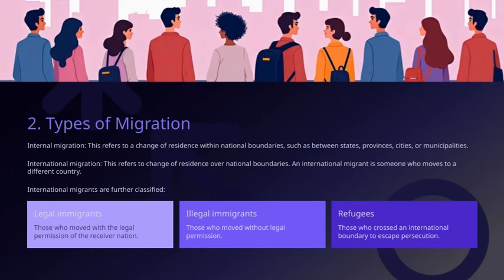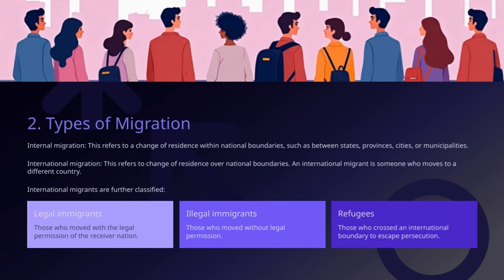Now, let's take a closer look at the different types of migration. First, we have international migration, which involves changing residence across national borders. An international migrant is simply someone who moves from one country to another. This can happen for various reasons, like seeking better opportunities or escaping difficult situations.